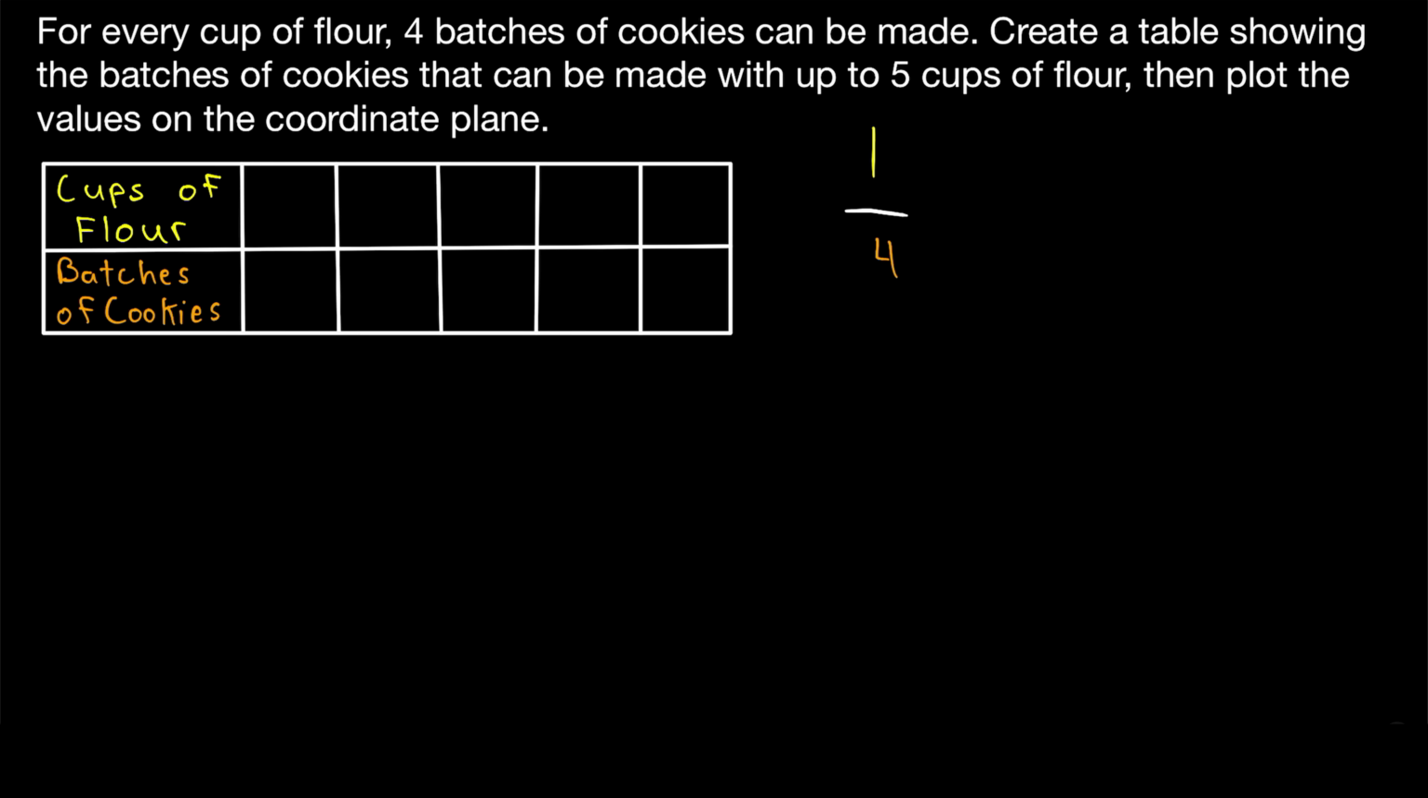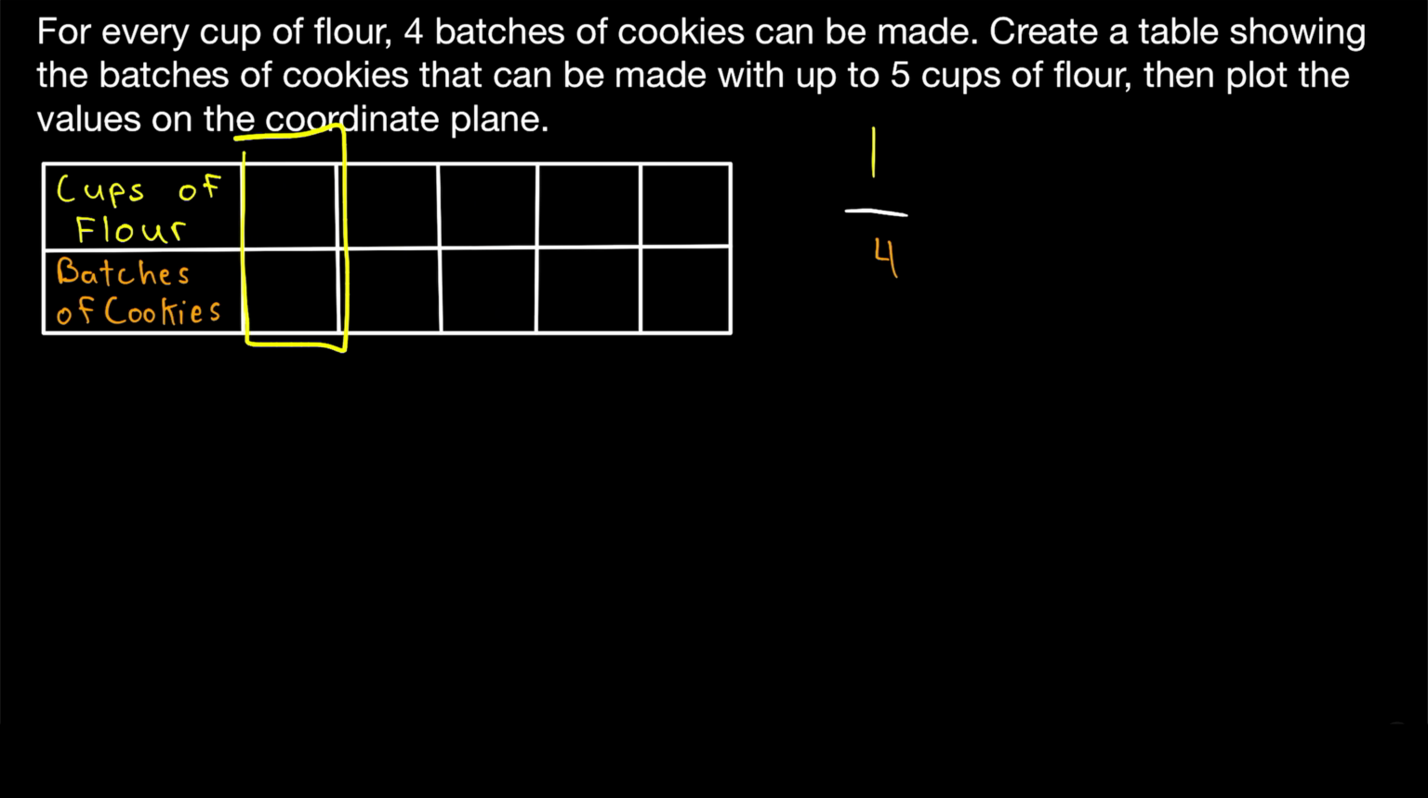To create a ratio table, we create one row for the top quantity in our ratio, in this case cups of flour, and then another row for the bottom quantity, which is batches of cookies in this case. We title the rows in the first column so that we know what types of quantities we're relating, and then in the other columns we can express equivalent ratios between the quantities.